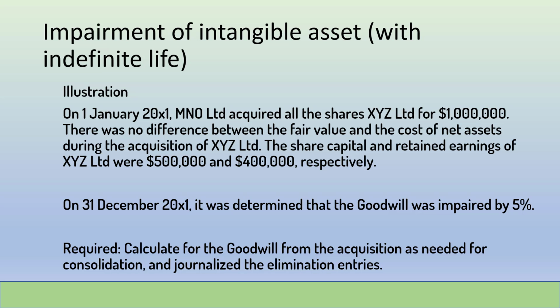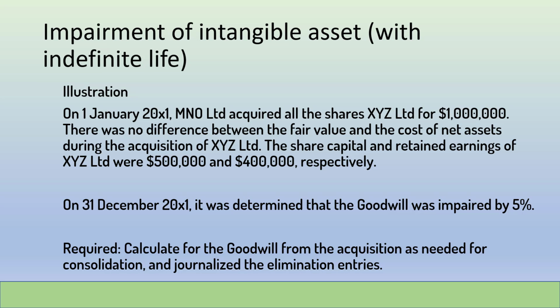Now, let's go on to the illustration. On 1st January 20X1, MNO acquired all the shares of XYZ Limited for $1 million. There was no difference between the fair value and the cost of net assets during the acquisition of XYZ. Share capital is $500,000 and retained earnings $400,000 from XYZ.